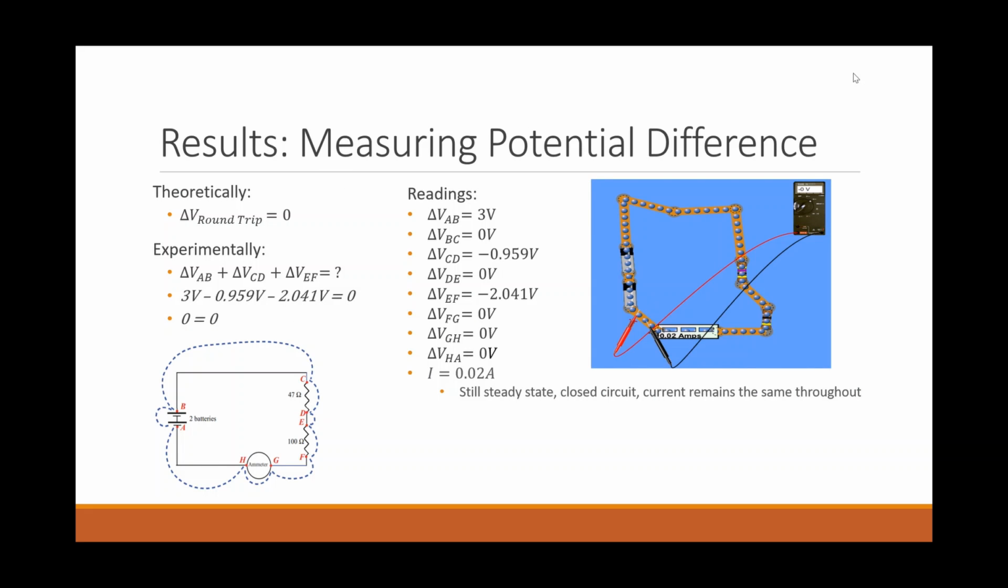I then measured the potential difference across different sets of elements and noticed that the potential difference dropped significantly over the resistors. It did not change over the wires. You can see here is where I measured the potential difference for each element. This made sense that the theoretical value was 0 and that the experimental value was also 0, because over a round trip the potential difference sum should equal 0.